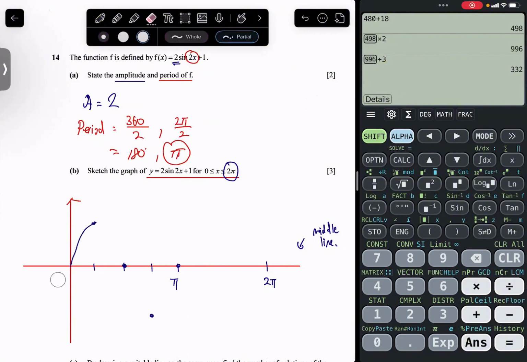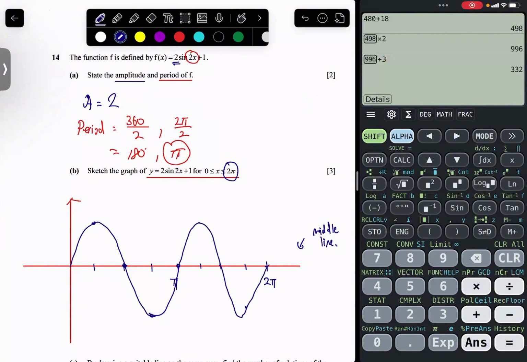Sorry, let me redraw the half. Okay, same thing down here: go to the peak, back to the middle, go to the minimum, and back to the middle. Something like that.